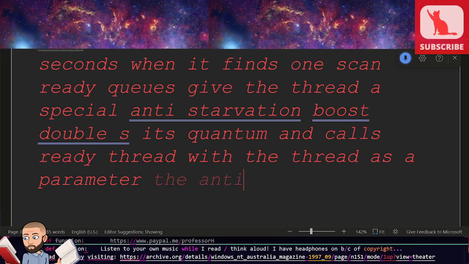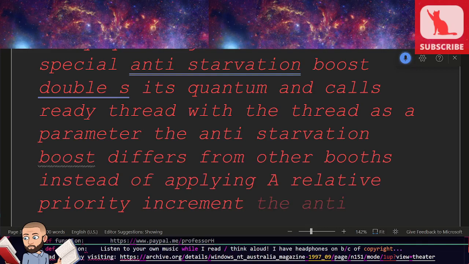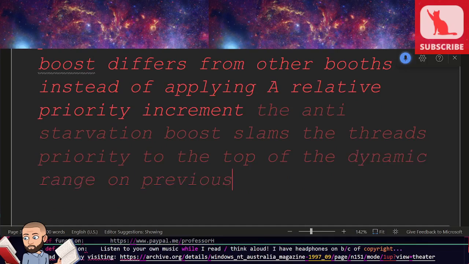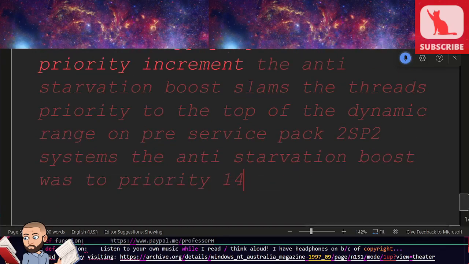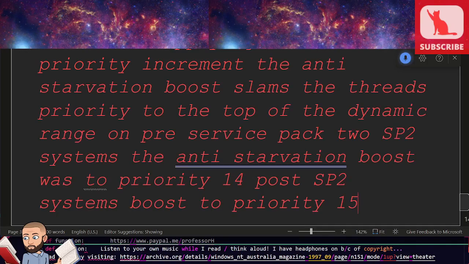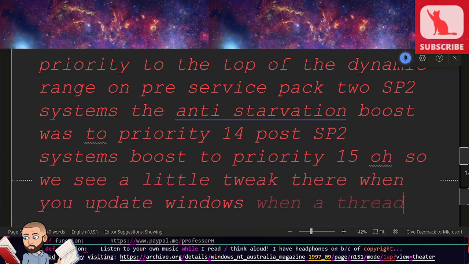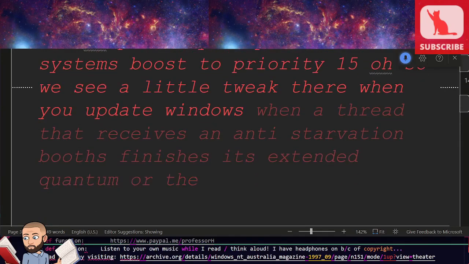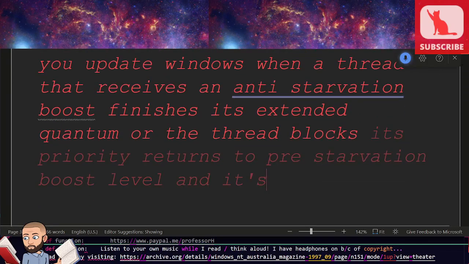The anti-starvation boost differs from other boosts. Instead of applying a relative priority increment, the anti-starvation boost slams the thread's priority to the top of the dynamic range. On pre-Service Pack 2 (SP2) systems, the anti-starvation boost was to priority 14. Post-SP2 systems boost to priority 15. So we see a little tweak there when you update Windows. When a thread that receives an anti-starvation boost finishes its extended quantum, or the thread blocks, its priority returns to its pre-starvation boost level and its quantum returns to its usual length.